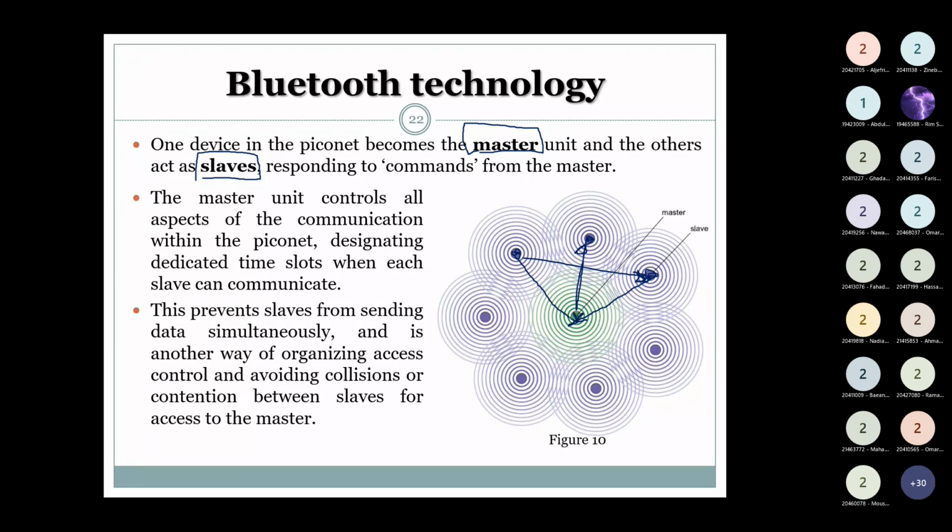slots. This prevents slaves from sending data simultaneously, and is another way of organizing access control and avoiding collisions or contention between slaves for access to the master.